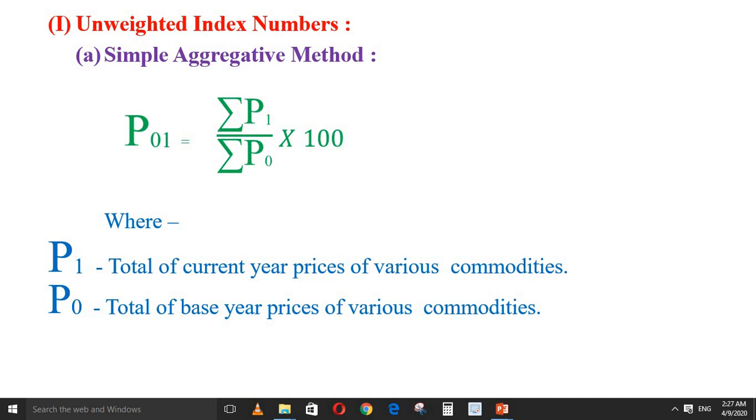Continuation of the first part of index numbers: unweighted index numbers. Here, the simple aggregative method: P01 equal to summation P1 divided by summation P0 into 100. Here P1 is the price of the current year, P0 is the price of the base year. The total will be taken.